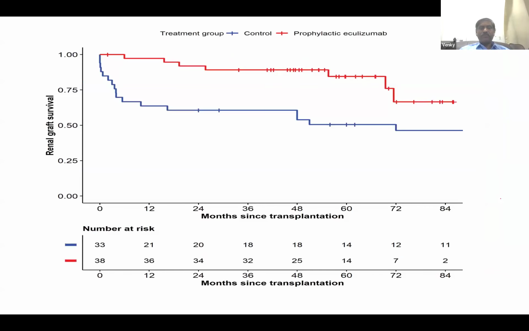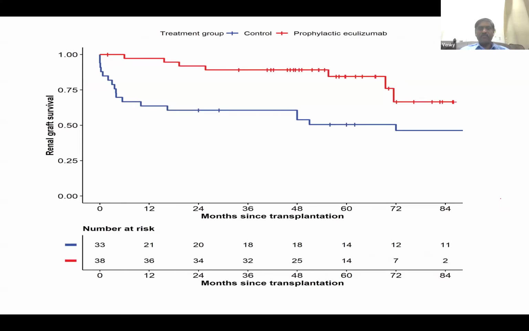So this is a graph that shows the long-term follow-up of this group of patients. When this group of patients is followed up for over 7 years, there is a clear difference in the graph between those who were treated with eculizumab and the control group who were not treated with eculizumab.